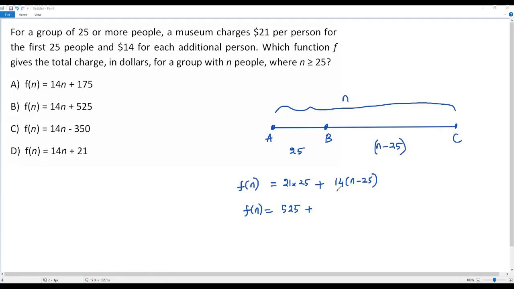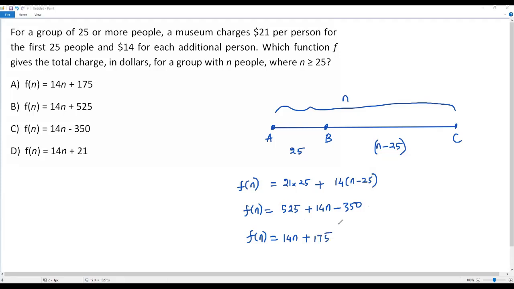Now we can distribute this 14 to n and negative 25. When I distribute this positive 14 to n, I am getting positive 14n. Okay, here positive times negative is negative. When I distribute this 14 to 25, I am getting 350. Okay, here f of n equals, we can write this 14n at first, and now when we combine this positive 525 and negative 350, I am getting positive 175.